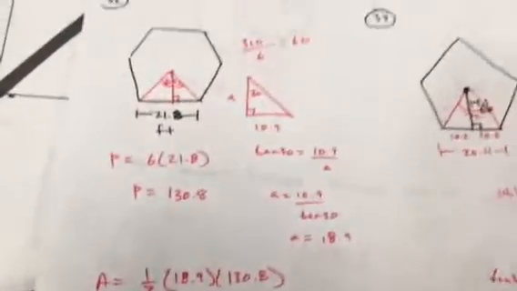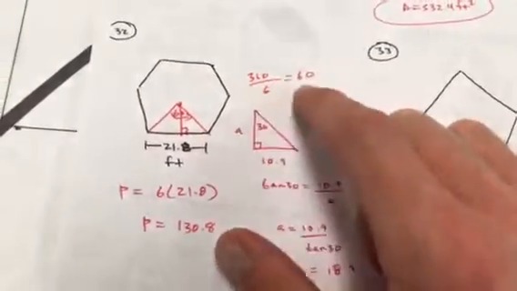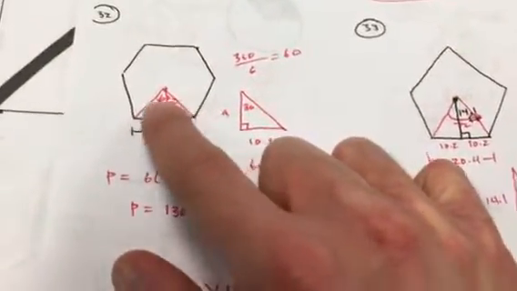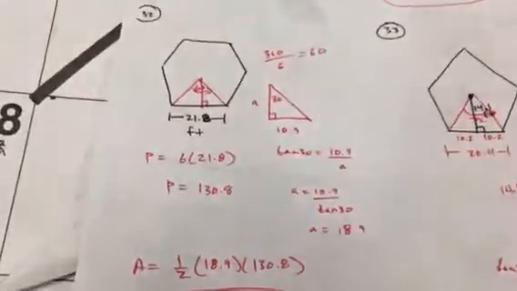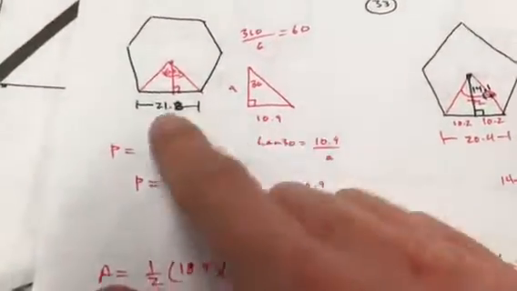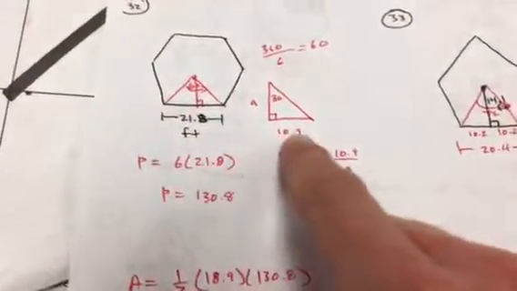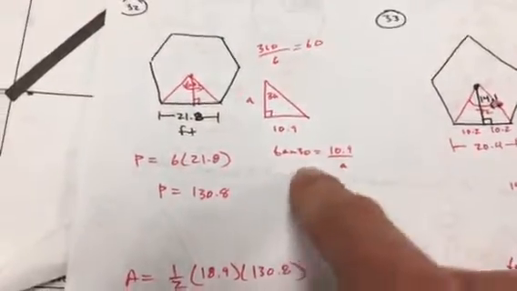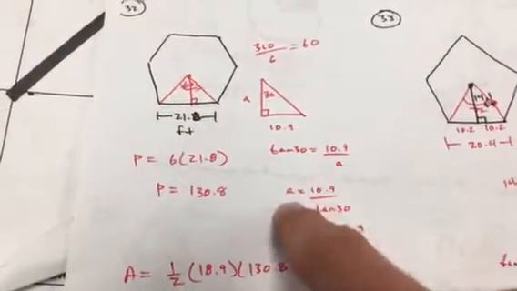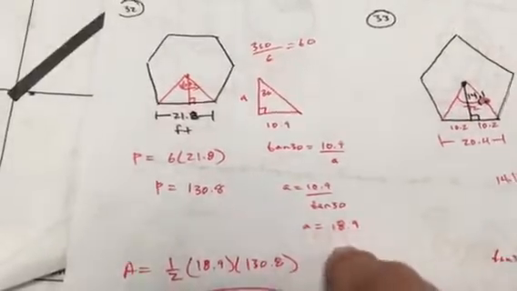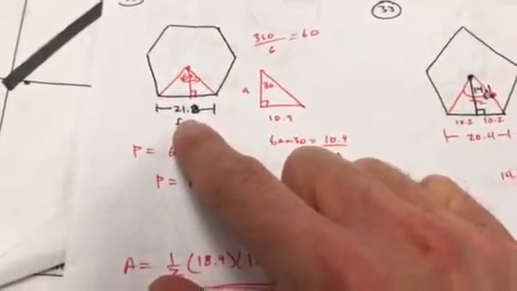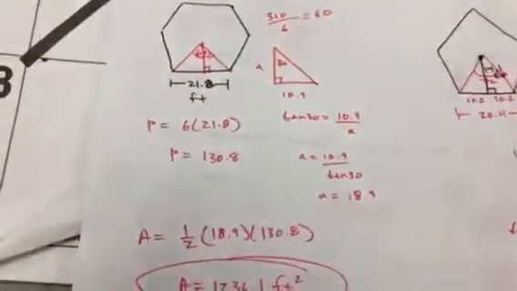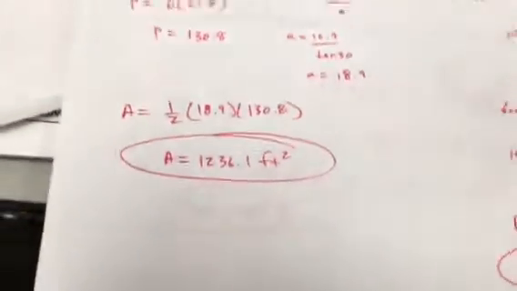32 is very similar, just using a hexagon, so do 360 divided by 6 to get a central angle of 60. You always cut it in half. 30 goes up here, so you can do 30, 60, 90 stuff if you want, or you can just use tangent. If the whole thing's 21.8, then that part's 10.9. Tan of 30 is 10.9 over A. A is 10.9 over tan 30, 18.8, 18.9. I saw it today. If you round up, it is 18.9. The perimeter is 6 sides of 21.8. Find the product and divide by 2.